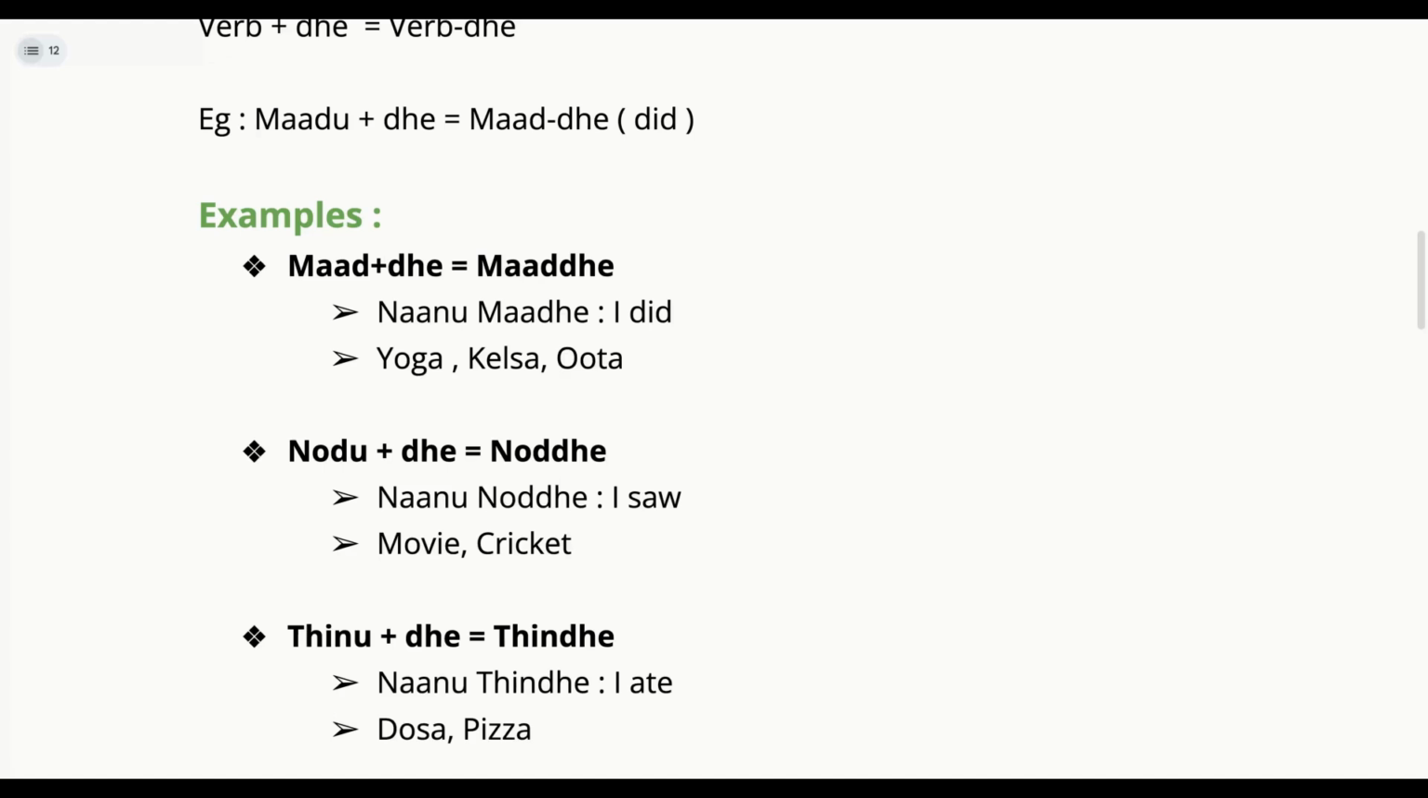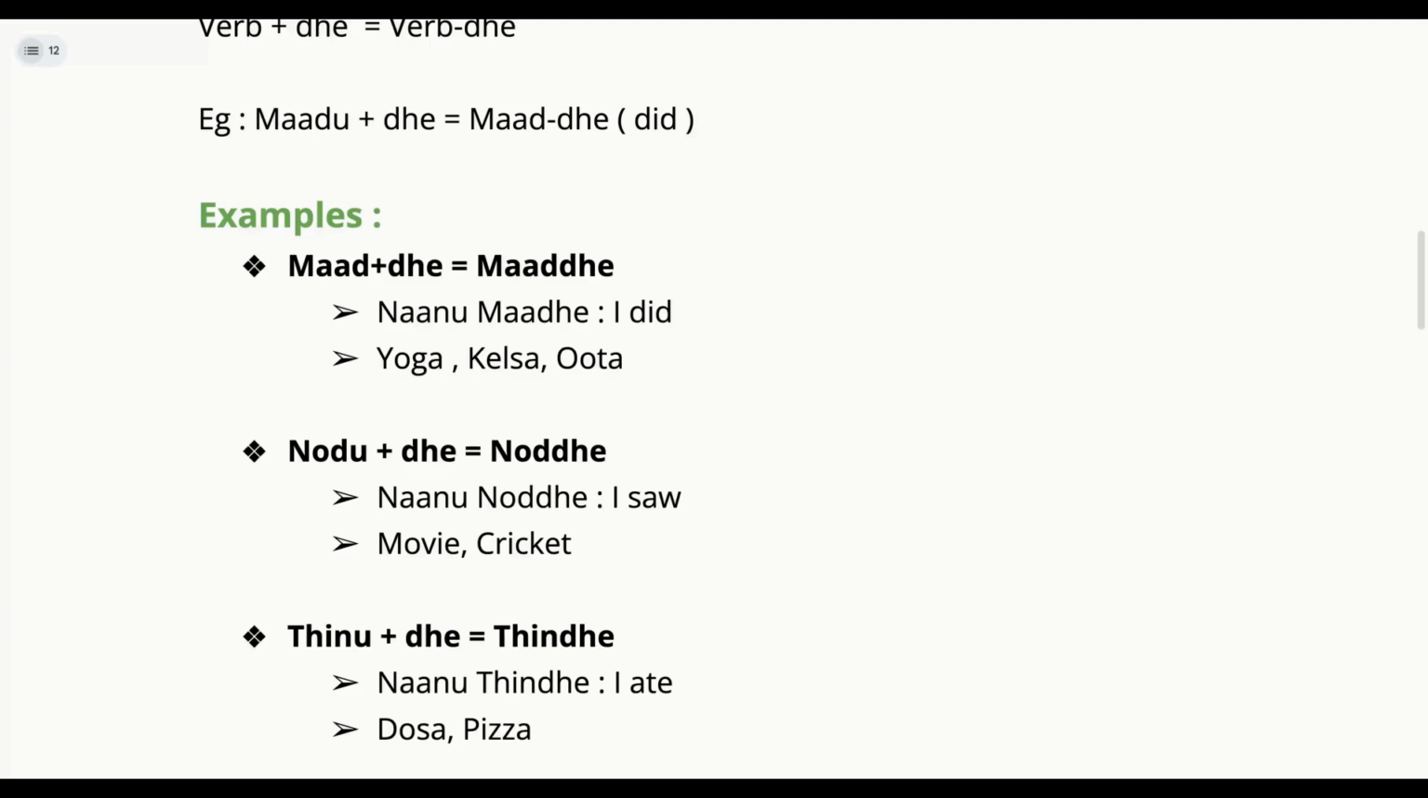Madu is the verb for which we add the suffix de and it becomes madde. Madde is I did, past tense. Naanu madde is I did. Naanu yoga madde, I did yoga. Naanu kelsa madde, I did work. Naanu oota madde is I had food.